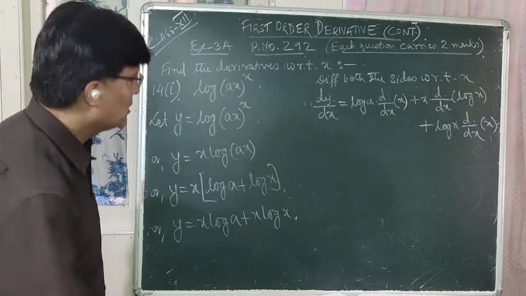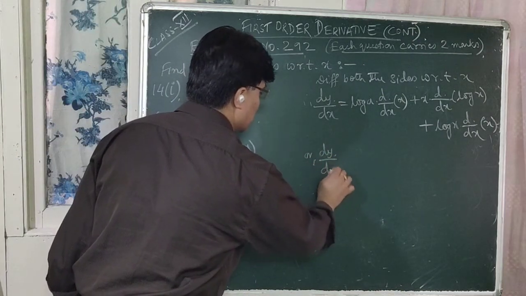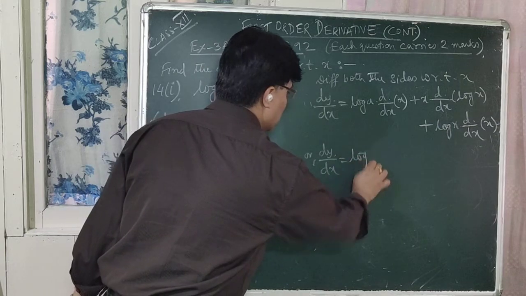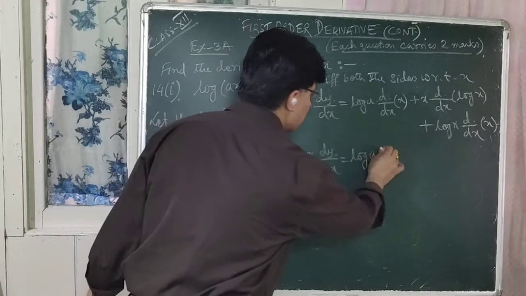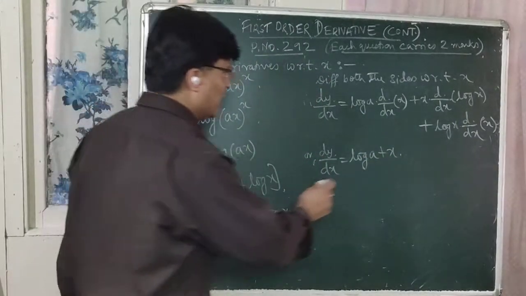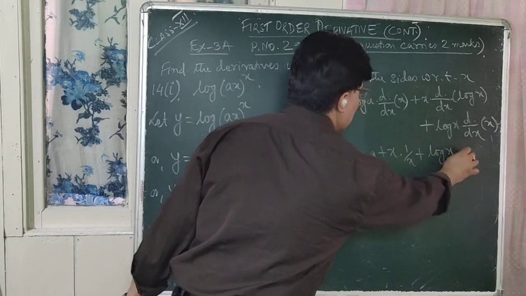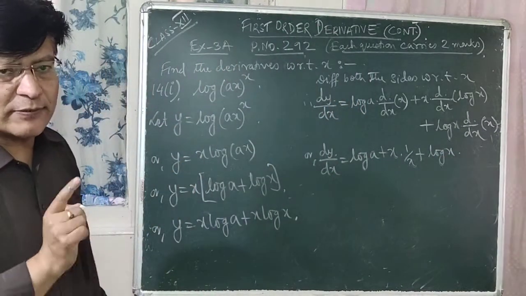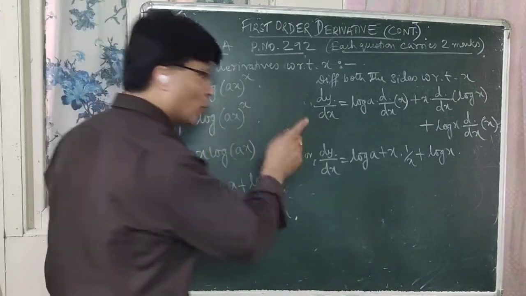Is that clear now? So let us simplify it. dy by dx is equal to, it is only log A because d by dx of x is 1, plus x into, what is d by dx of log x? 1 by x, you know the formula, plus log x into what? What is d by dx of x? That is 1. That is log x into 1 is log x. So you don't have to write 1 there.